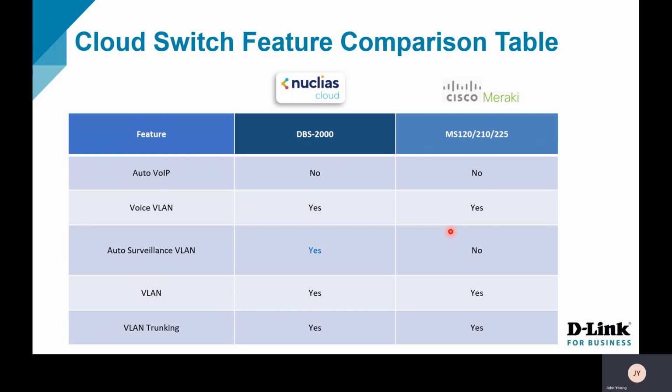Then for the VLANs, we support voice VLANs and normal trunking, all we do. But we also have one function called the auto surveillance VLAN. What is that? Once you enable that function, all your IP cameras that are running on ONVIF will be automatically added to this VLAN under the highest QoS priority. So the rest of the traffic, like your P2P downloading, will not be impacted. It will not impact your surveillance traffic at all.